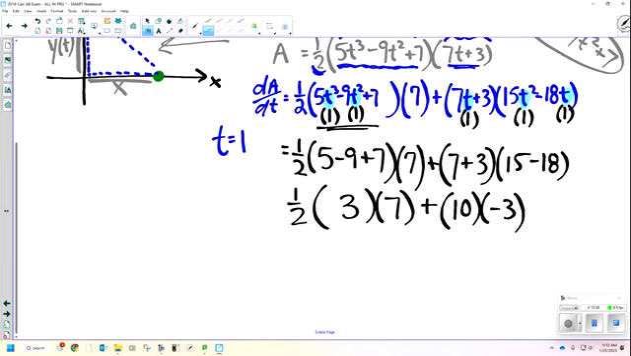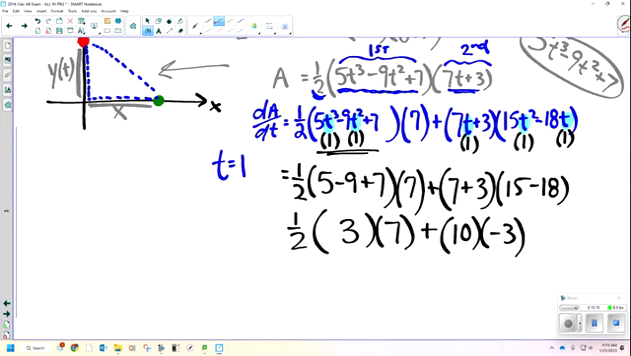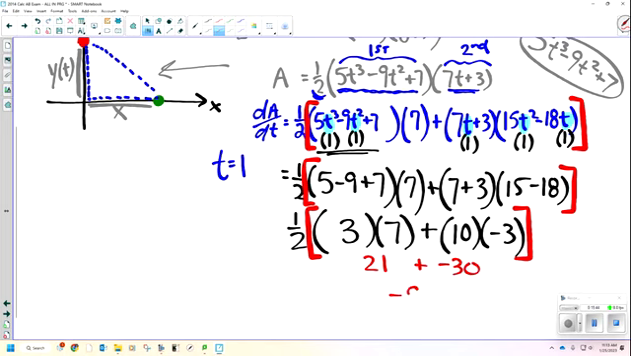And in case you haven't figured this out already, because we left this constant alone outside, I've got to do all this first before I bring the constant back in. So I'm not going to multiply my 1/2 times 3 times 7. I'm actually going to take the product of 3 times 7, add it to the product of 10 and negative 3, and that's what I'm going to take half of. So we have 21 plus negative 30. That's negative 9. I still need to multiply it times a half. So it's negative 9 halves.